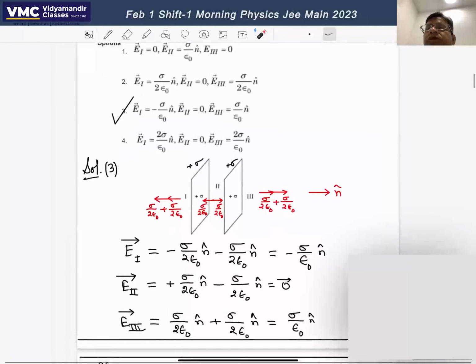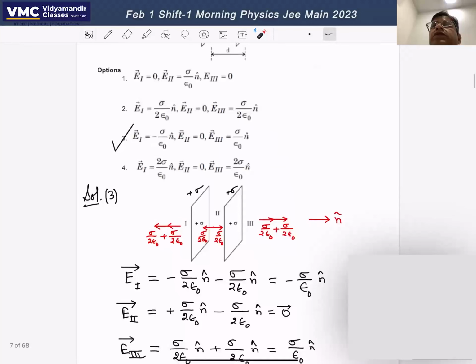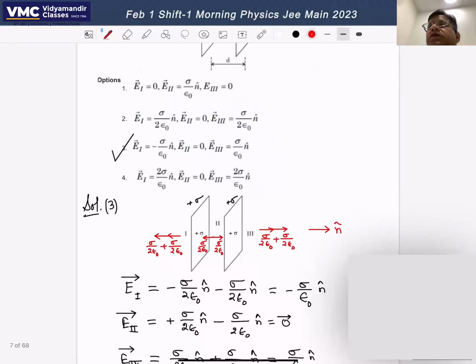So option 3rd is correct. Here it should have a null vector, so we should write this as a null vector, assuming that this 0 represents the null vector.